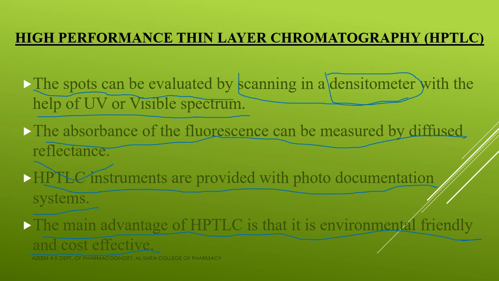Clear? So here the spots can be evaluated by scanning in a densitometer with the help of either UV or visible spectrum. Clear? Now the absorbance of fluorescence can be measured by diffused reflectance. Then HPTLC instruments are provided with photo documentation systems. Then the major advantage of HPTLC is that it is environmental friendly as well as cost effective.